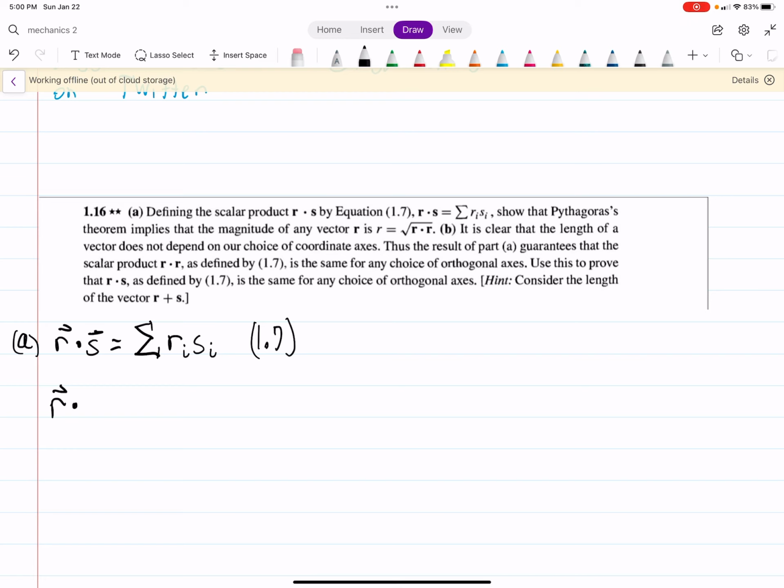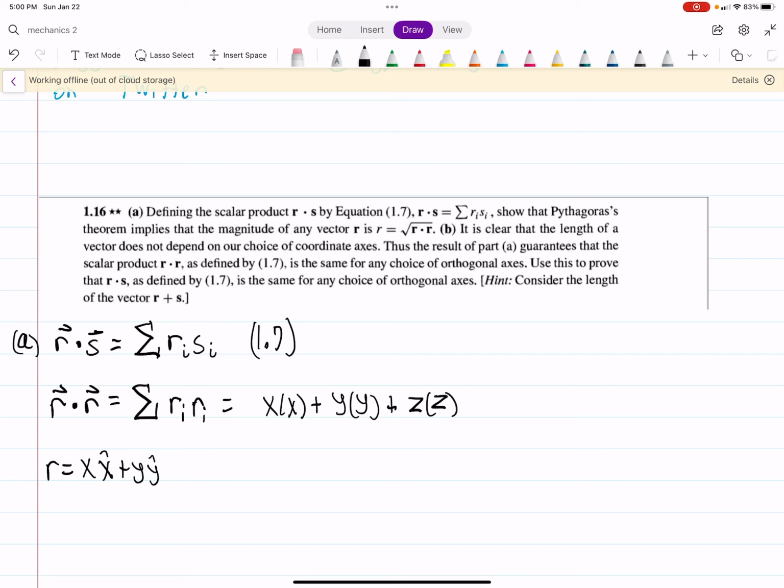So now, let's dot r with itself. So again, nothing crazy here. Just now we're going to have r and then another r here. And this is just going to be x times x plus y times y plus z times z, if we just defined r as being x hat plus y hat plus z hat. And this is, of course, x squared plus y squared plus z squared, which is, of course, just r squared.